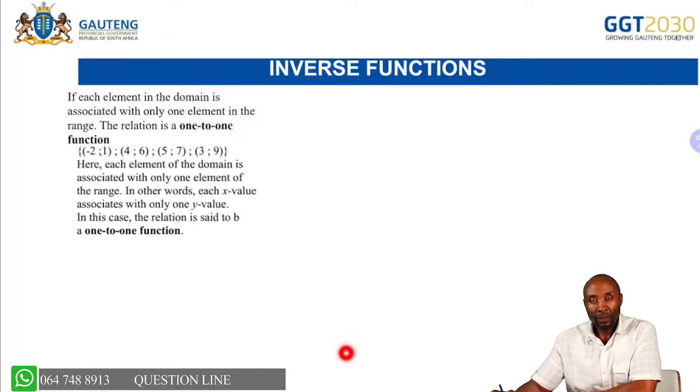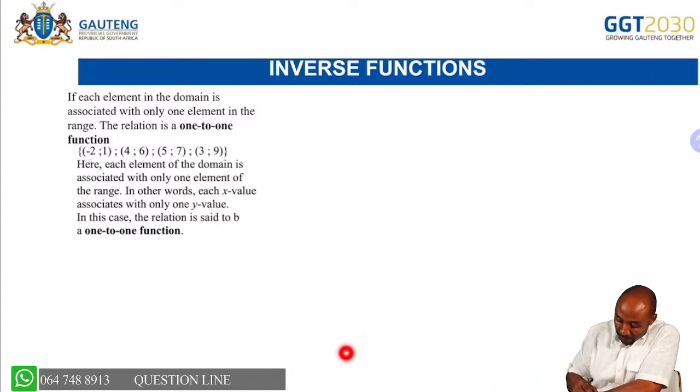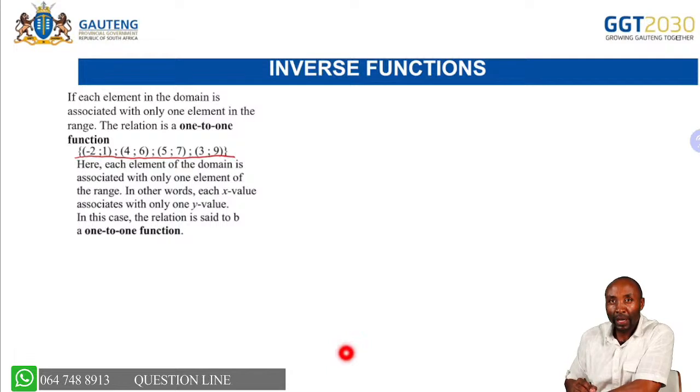Right. A one-to-one function, what I have here are ordered pairs where we have our x and y values. So when our x is -2, our y is 1. When our x is 4, our y is 6. When our x is 5, our y is 7. And when our x is 3, our y is 9. You realize that there are no similar x values or there are no similar y values. Each x value in our domain is only having one corresponding y value in the range.